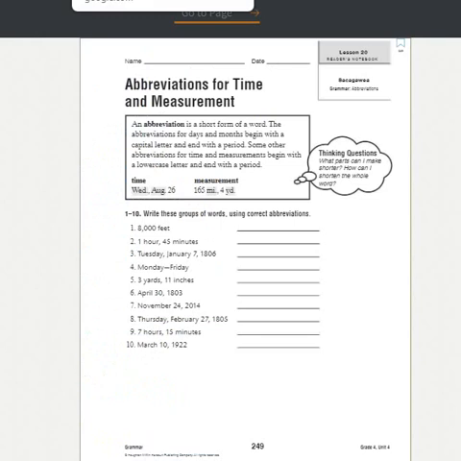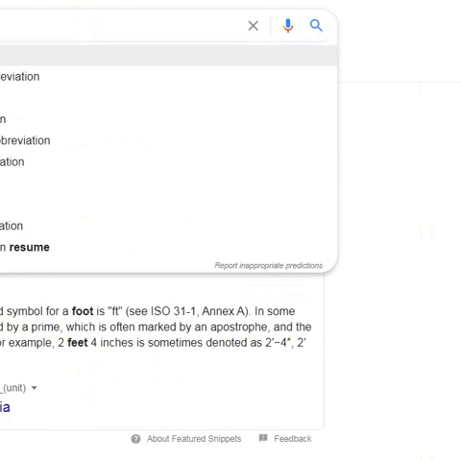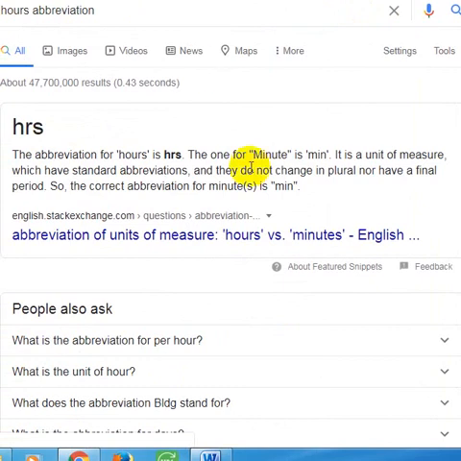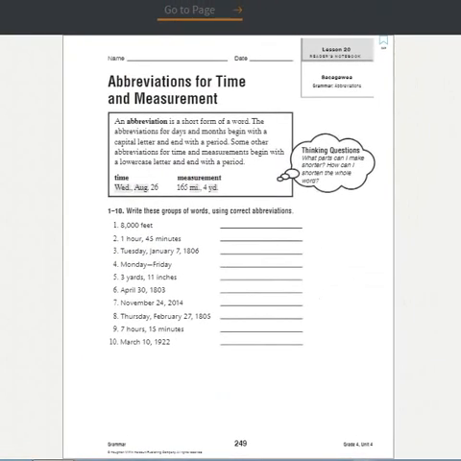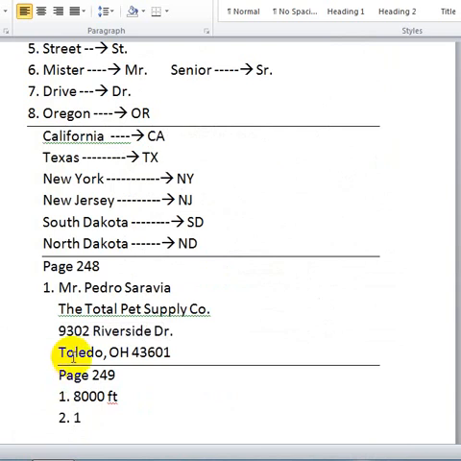Let's see, we got 1 hour and 45 minutes. Let's find out hours and minutes. Hour abbreviation, right? It's going to be what? HRS. And a minute is MIN. Oh, so it did both for us. That's great. Alrighty. So we're going to say 1 hour, right? And we got 45 min, right? More minutes.